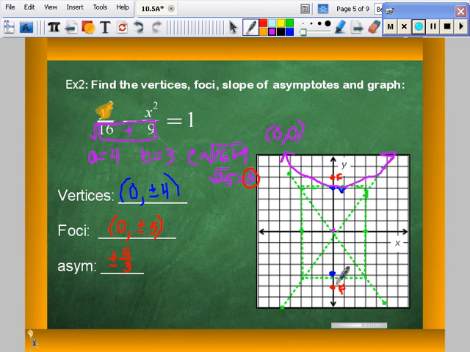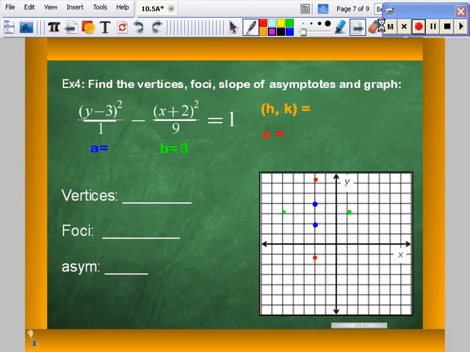And down here, we'll do the same thing. We're going to start with the vertex, swing it around. And there we go. Those are the graphs of our hyperbola for example 2.